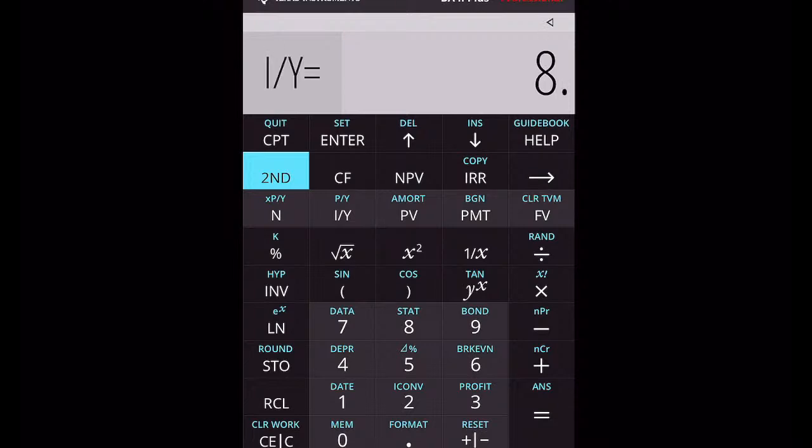That's the interest rate. I'm going to invest 1,000, so that's 1,000 with a negative in front. Do you guys see that negative? Oh, it's kind of off the screen. Let me fix that.